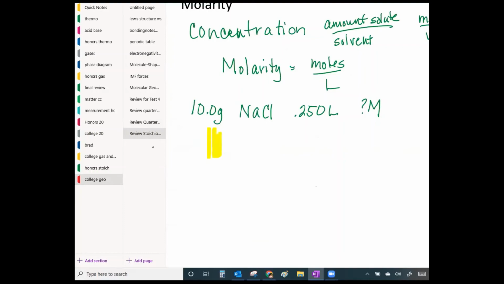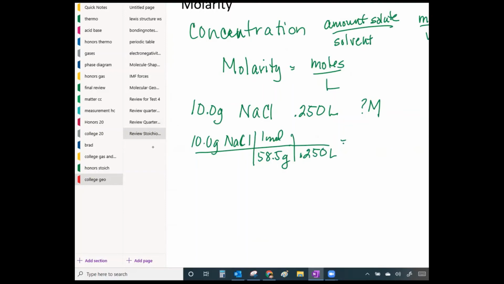So we're going to take 10 grams divided by the molar mass of sodium chloride, which is 35.5 and 23, 58.5. That gives you moles, and then you divide by the volume. And our volume was 0.250 liters.